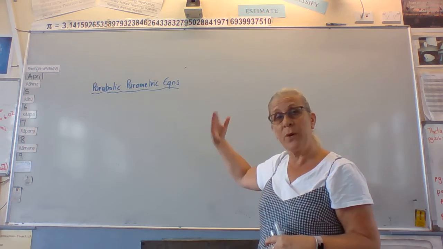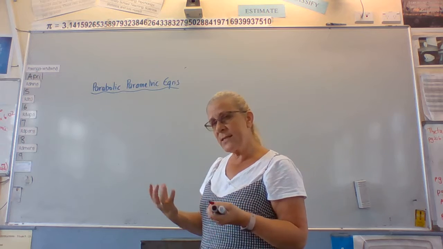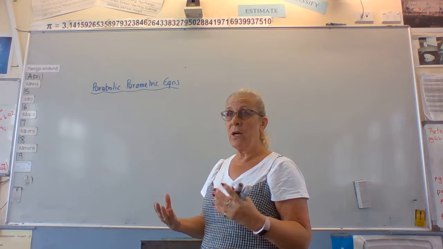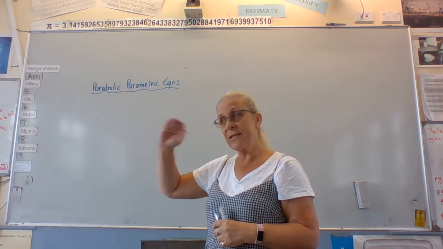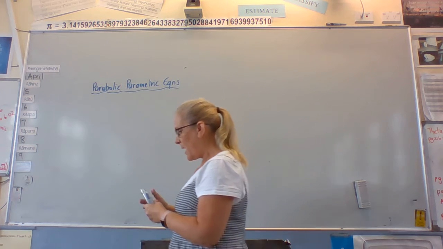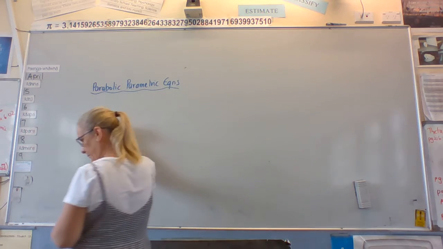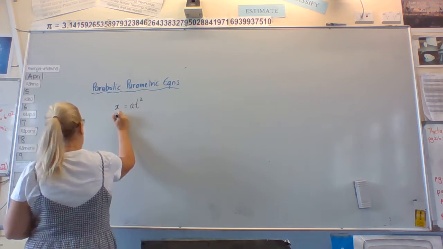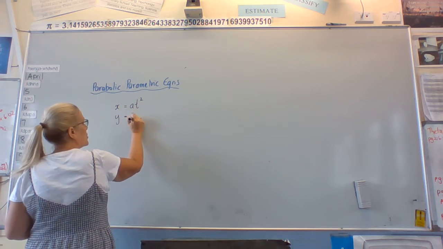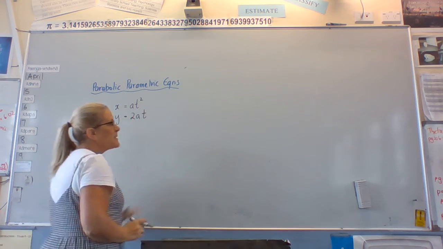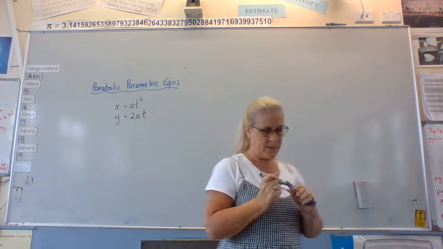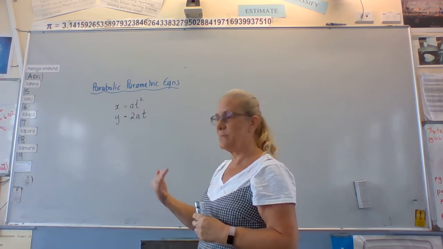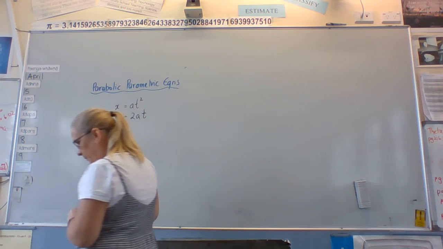Now, there may be two points at the same time. So this time it's not related to trigonometry. It's related to curves that have squares in them. So our x value is equal to at squared, and our y value is equal to 2at. So there's only one y value, but there could be two x values that give that y value.